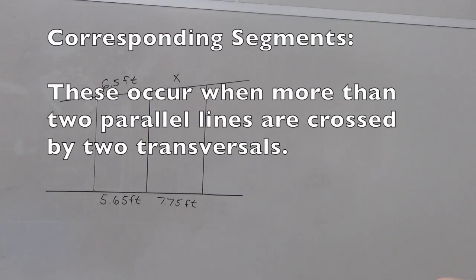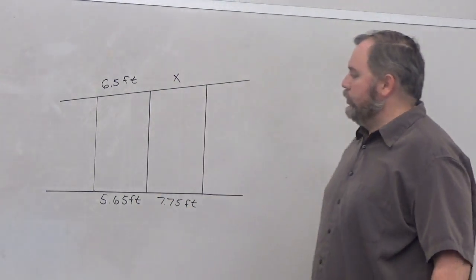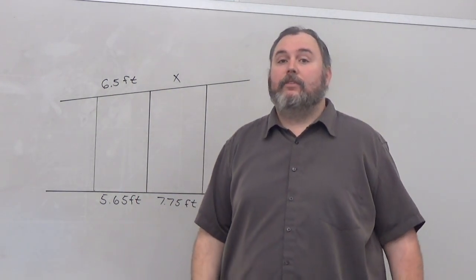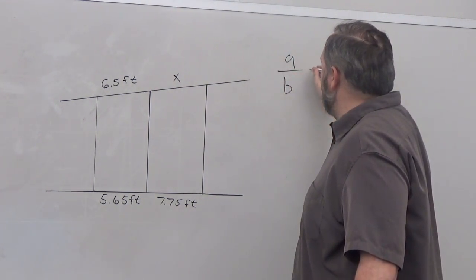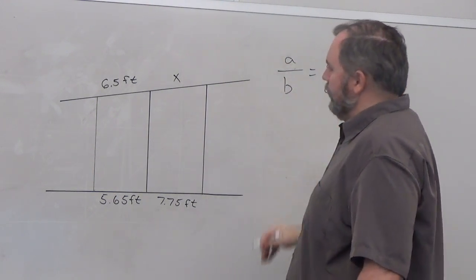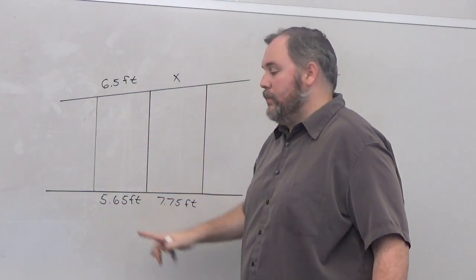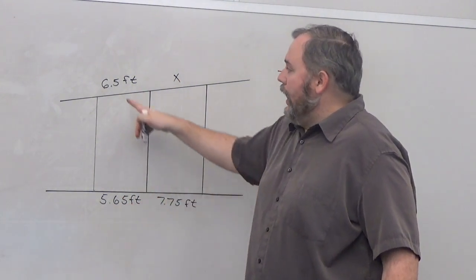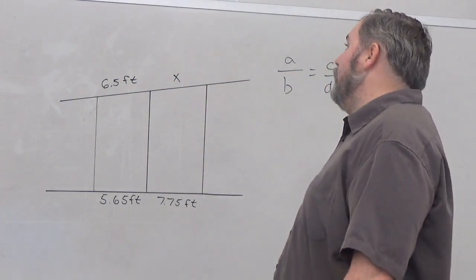Our next topic is what we call corresponding segments. They occur when more than two parallel lines are crossed by two transversals. So I have three parallel lines here, and they're being crossed by two transversals. When this situation happens, we're able to set up a really nice proportion. And we can say that A over B is equal to C over D. Now, what does this mean? It basically means this. If I know these two pieces, and I know this piece, but I'm trying to find X, I can do it.